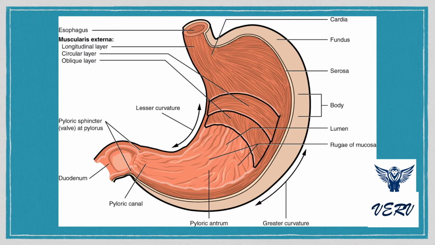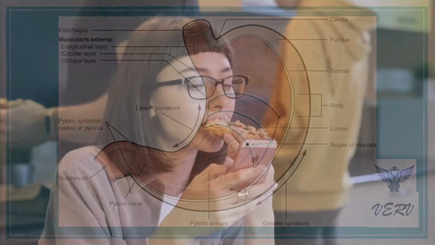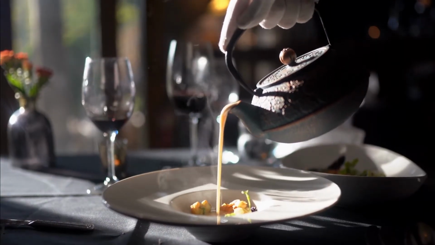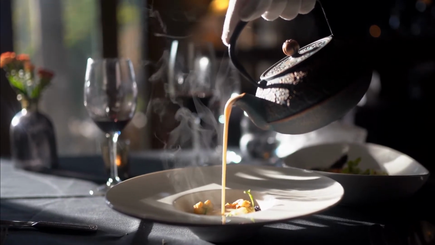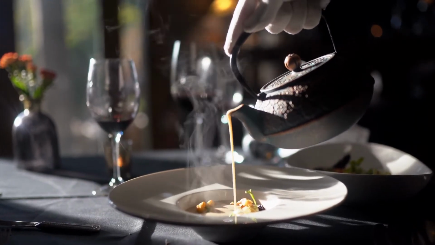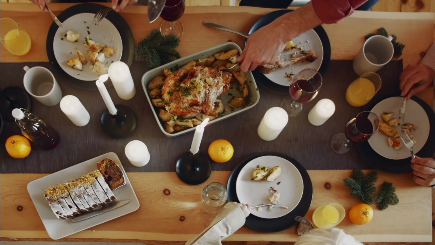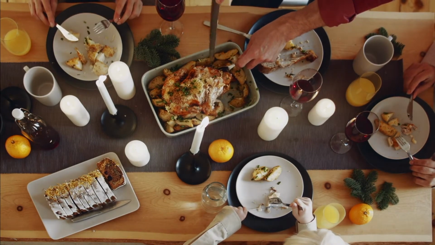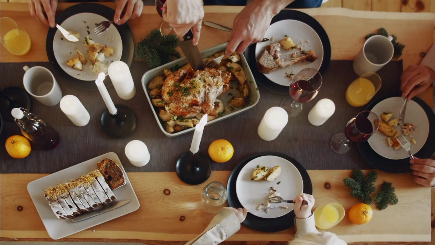The convex lateral surface of the stomach is called the greater curvature. The concave medial border is called the lesser curvature. The stomach is held in place by the lesser omentum, which extends from the liver to the lesser curvature, and the greater omentum, which runs from the greater curvature to the posterior abdominal wall.